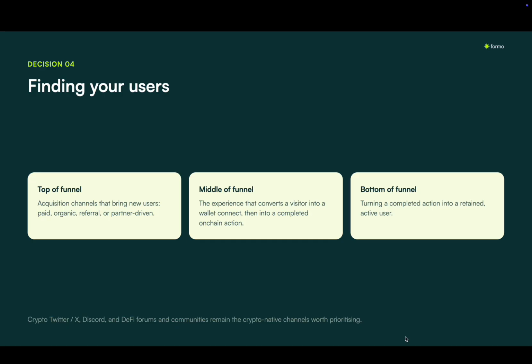The next question is where those users come from. Think about the funnel in 3 stages. Top of funnel brings in new users through paid, organic, referral, or partner-driven channels. The middle of the funnel turns that visitor into a wallet connect and then a completed on-chain action. The bottom of the funnel focuses on turning that completed action into a retained active user. For crypto-native distribution, crypto Twitter or X, Discord, and DeFi forums and communities remain important channels.